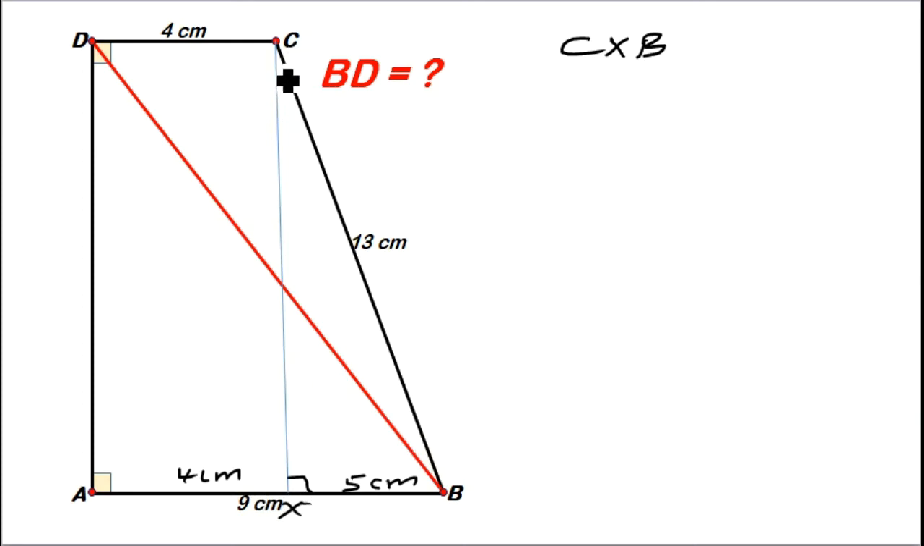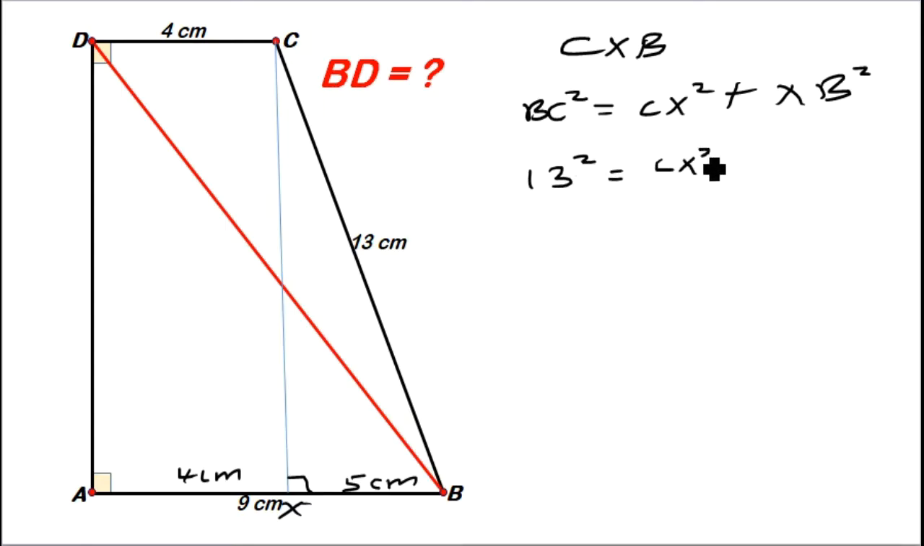So in this triangle CXB, you use Pythagoras theorem, the longest side is BC. So we'll have BC squared is equal to CX squared plus XB squared. So if you do the substitution, we will have BC squared, that is from B to C 13, that is going to be 13 squared equals CX squared, which is unknown, plus XB squared. So from X to B is 5 centimeters.